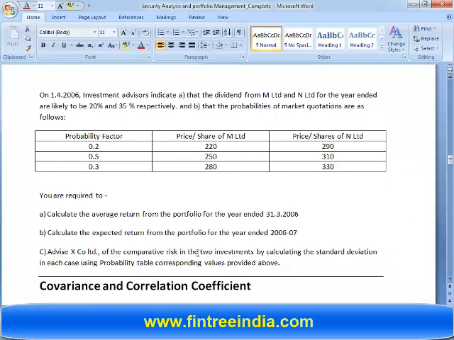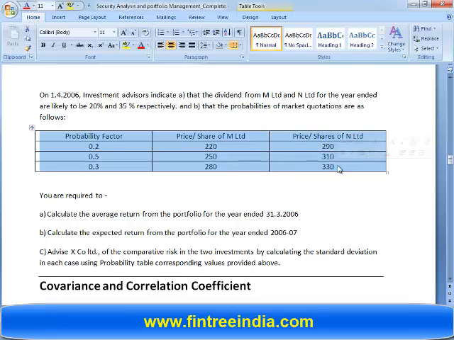Advise X company limited of the comparative risk in the two investments by calculating the standard deviation in each case using the probability table corresponding to the values provided above. So you have to advise X company of the comparative risk of two investments, investment in M and investment in N, by calculating standard deviation. If you have this probability table, can you calculate standard deviation?